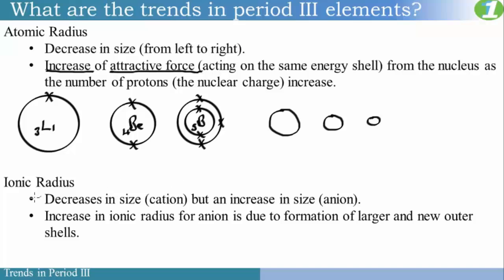Now for the ionic radius, there is a slight change based on whether you are a cation or an anion. For the cation, you'll have a decrease in size because of course you lose the valence shell to become smaller. Whereas for the anion, you would increase in size because of course you would form a new shell as you go across. And remember that we change from metallic properties to non-metallic properties as you go across the period from left to right.